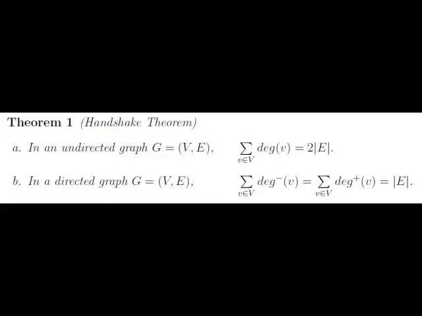Okay. Similarly, for the directed graph, every edge adds 1 in degree to one vertex, 1 out degree to the other vertex. That's why the sum of all in degrees is equal to sum of all out degrees is equal to the number of edges. Next is theorem 2. An undirected graph has an even number of vertices of odd degree.